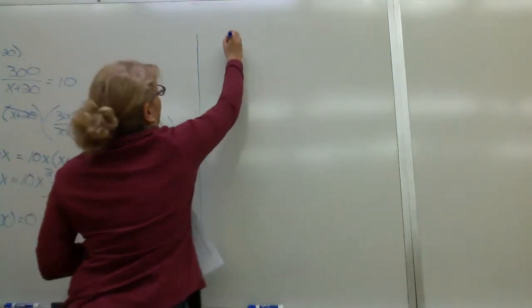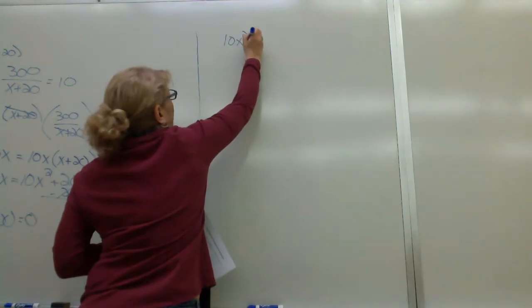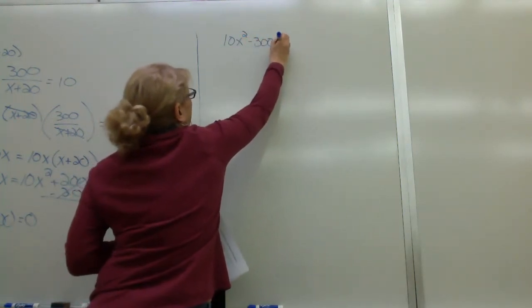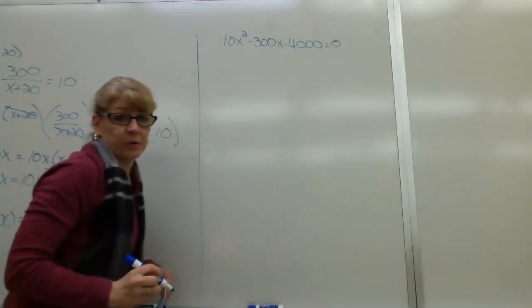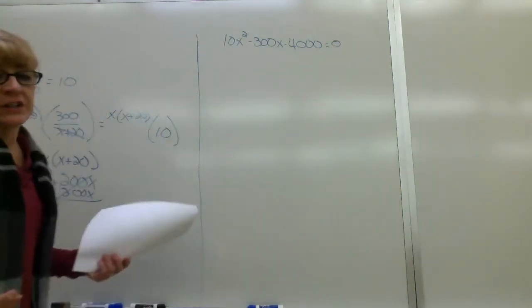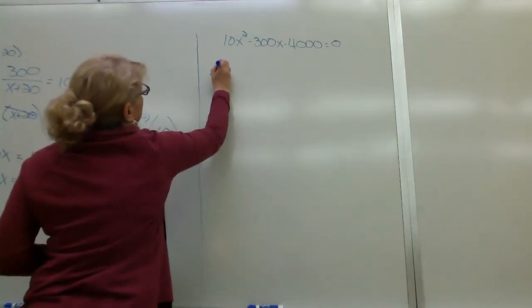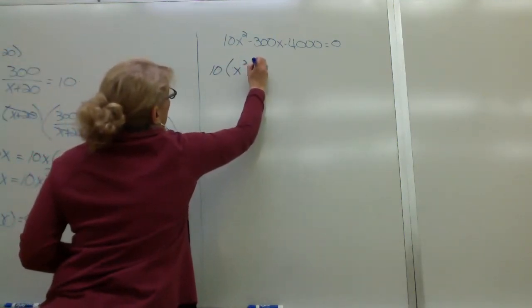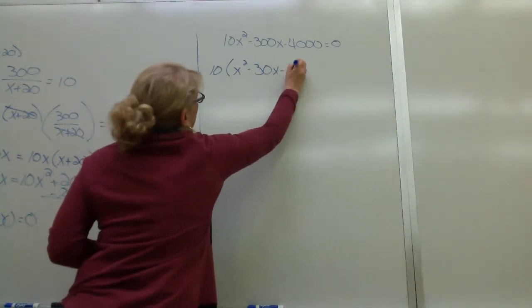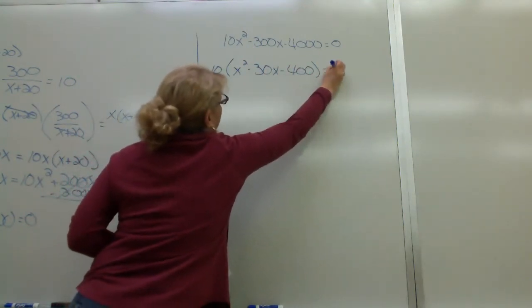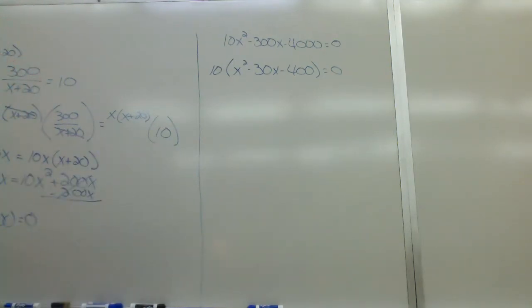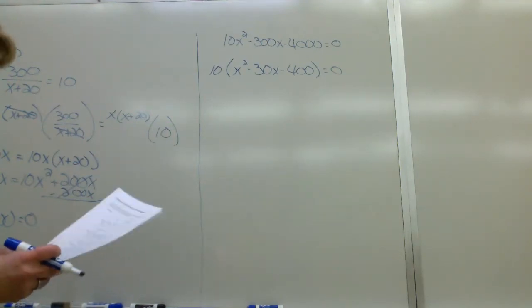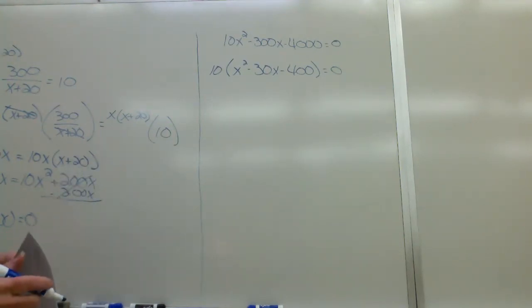So I'm at the point where I have 10x squared minus 300x minus 4,000 equals 0. I can factor out a greatest common factor of 10, which gives me x squared minus 30x minus 400 equals 0. And at this point, you can just ask yourself what two factors multiply to give me negative 400, but when I add them together, I would get negative 30. And you should get minus 40 and plus 10.